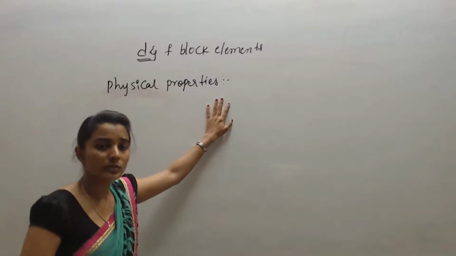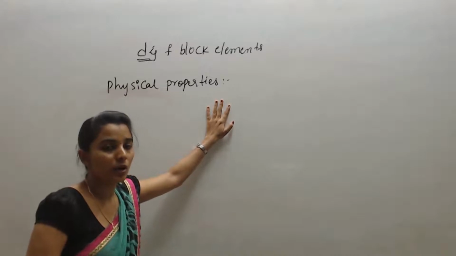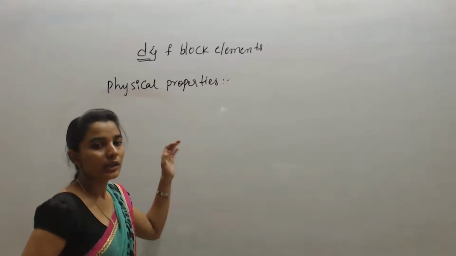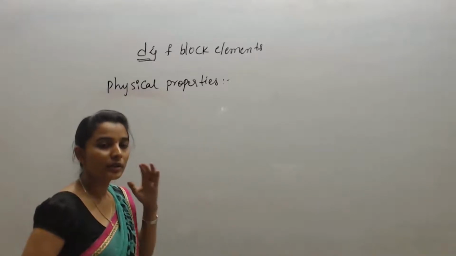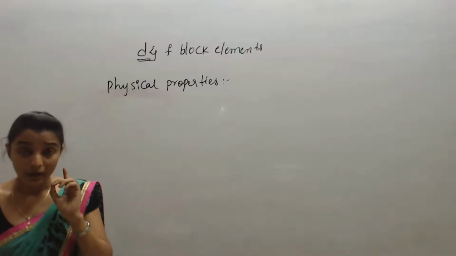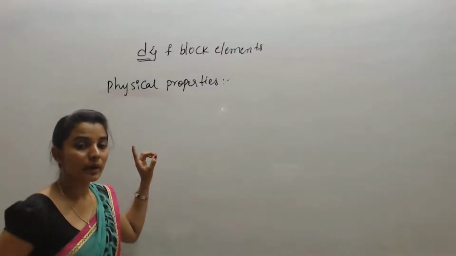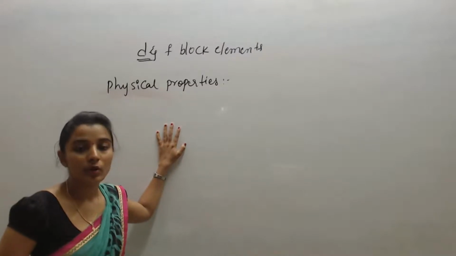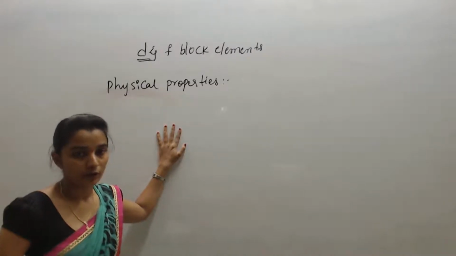These are all called metals. Almost all the d block elements are called metals only. They show malleability, ductility, melting point, boiling point, conductivity, everything remains the same. But when we consider the melting point, that depends upon what? The metallic bond between the atoms.